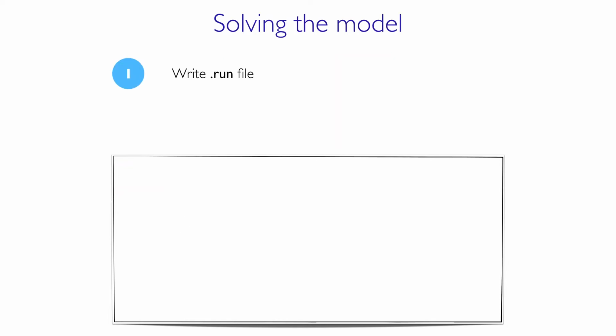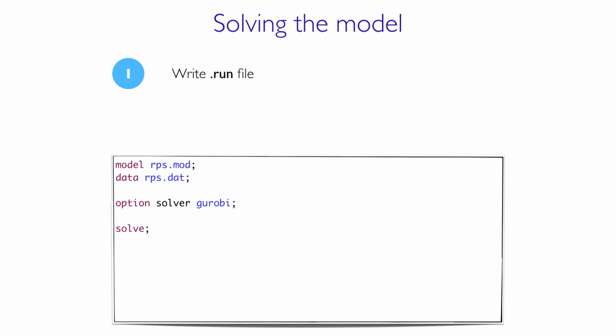Finally, we solve the model. First, we need to write the .run script. At the beginning, we need to tell AMPL which .mod and .dat files we want to use. Say we call them rps.mod and rps.dat.